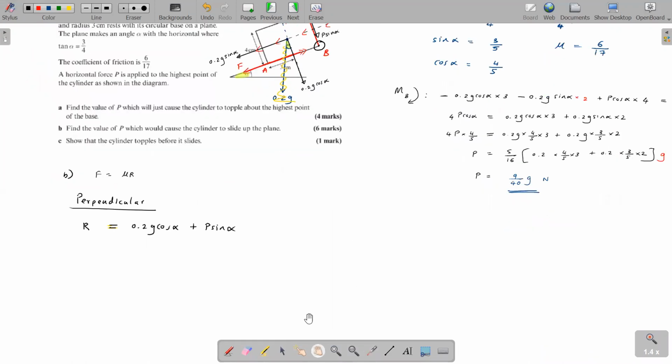And guys, can we get the R value? Yes, right? I think we know everything. 0.2 g cos alpha is 4 over 5. P is 9 over 40. G sine alpha is 3 over 5. Guys, let's get the answer in terms of G. I think that would be easier. So don't input the G value in the calculator. You give in the calculator 0.2 into 4 over 5 plus 9 over 40 into 3 over 5. And then we'll put G at the end. So what is the R value?